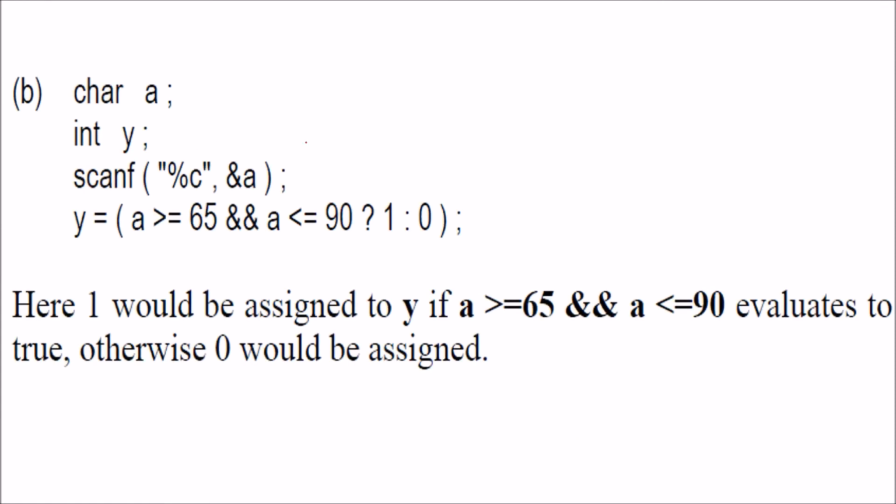We have one more example. You can put a condition in here also, meaning logical operations can be used here. Say you scan a character: if it is between 65 and 90, you assign 1. If it is not between 65 and 90, you assign 0.